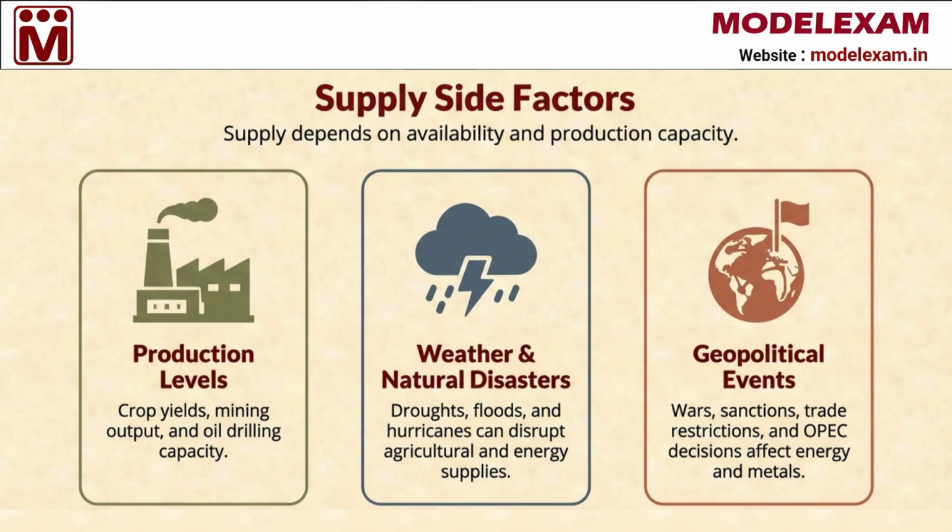First, let us look at the primary drivers. Production levels are key, which means looking at things like crop yields for farming or drilling capacity for oil. Then we have weather and natural disasters. Events like droughts or floods can destroy crops and stop energy production. We also have geopolitical events. Wars, trade restrictions, and decisions by groups like OPEC can drastically change the supply of energy and metals overnight.